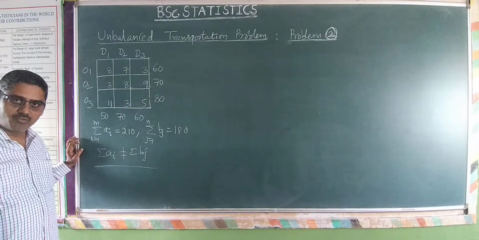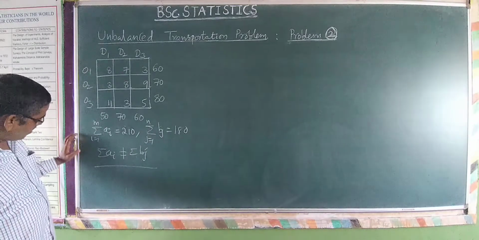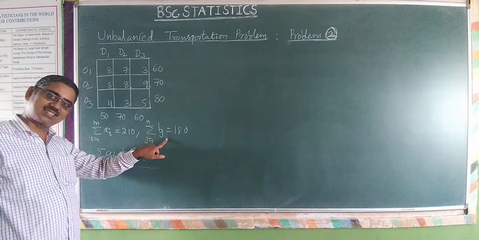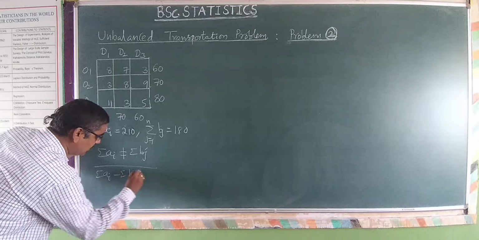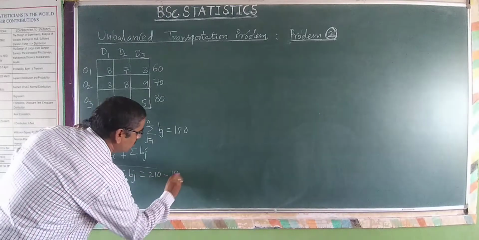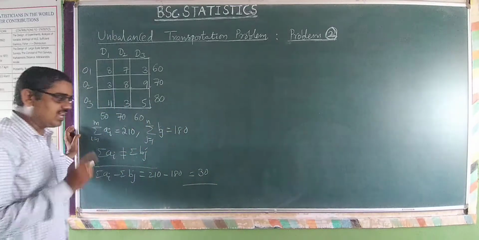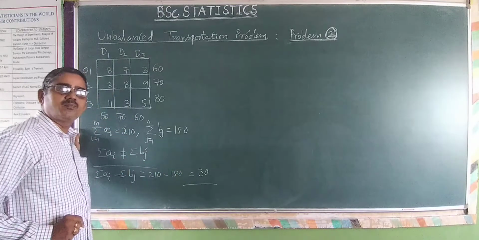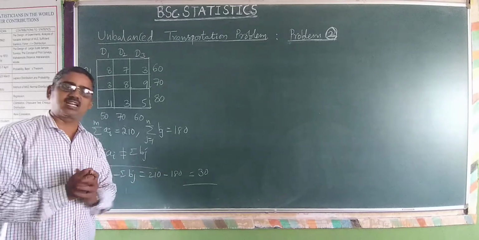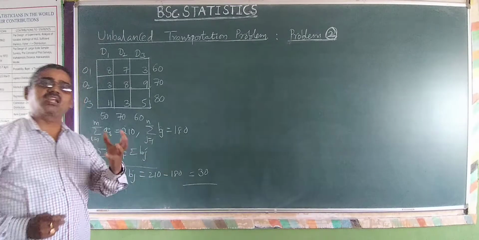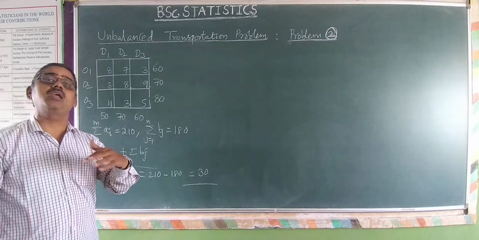What do we have to do? We have to add a dummy origin or a dummy destination, whichever is required. You see here, the sum of the availability is more and the sum of the requirement is less. So summation Ai minus summation Bj is equal to 210 minus 180, which is 30. So the remaining requirement of 30 is what is needed to balance it. So for this quantity of 30, we have to create a dummy destination now.